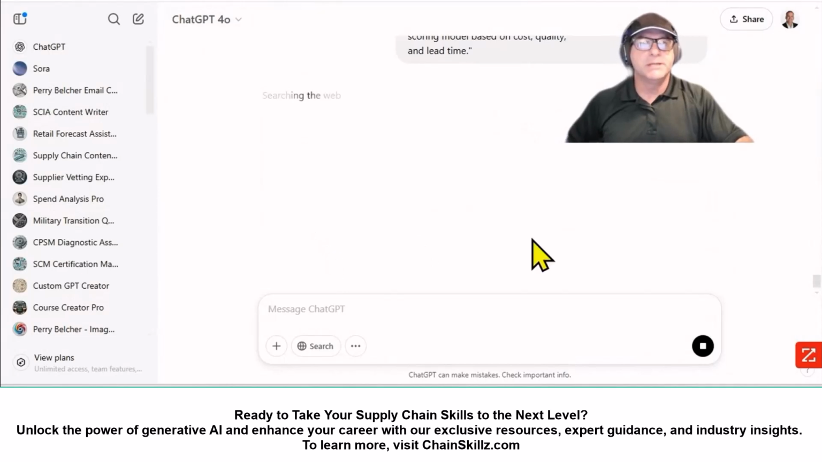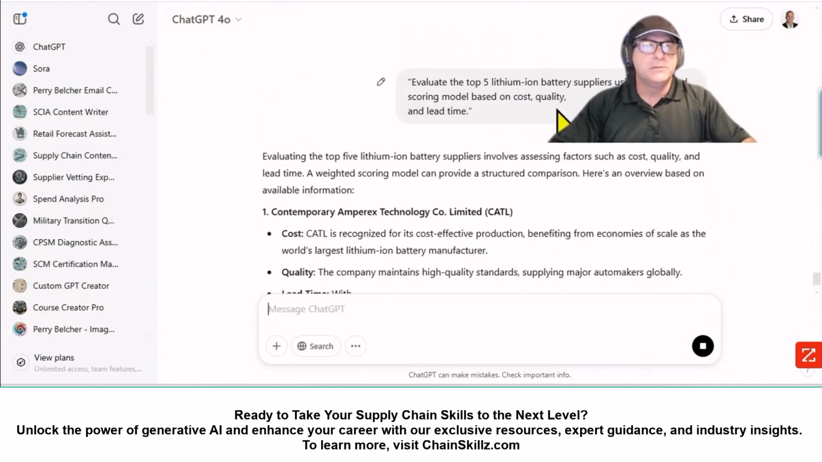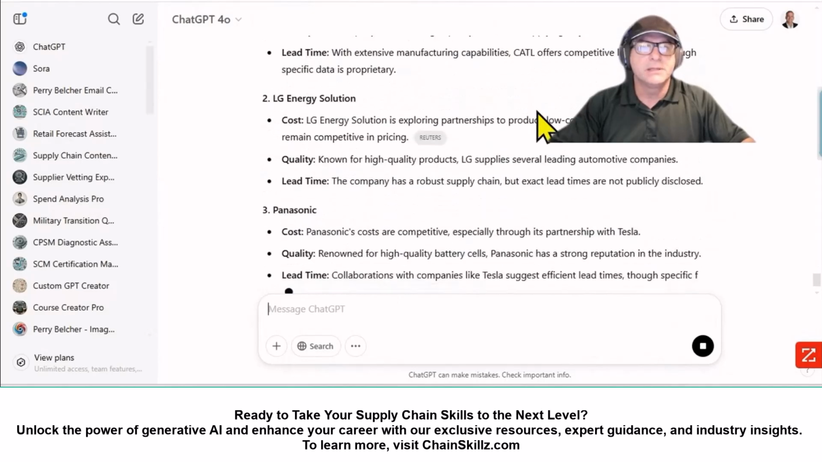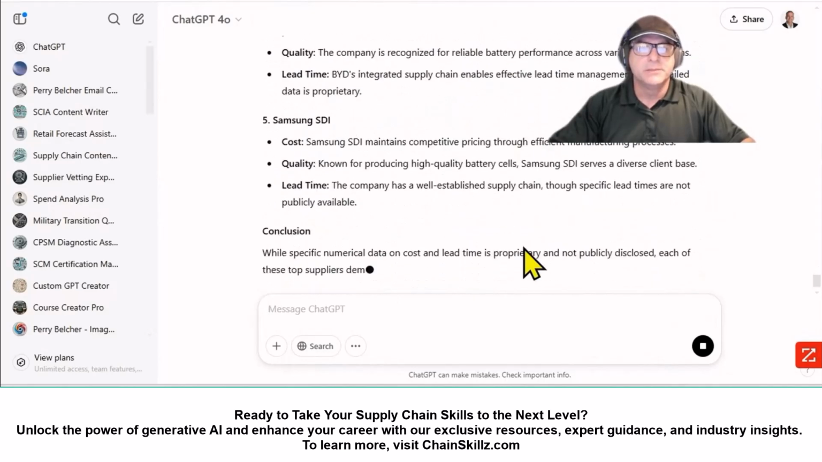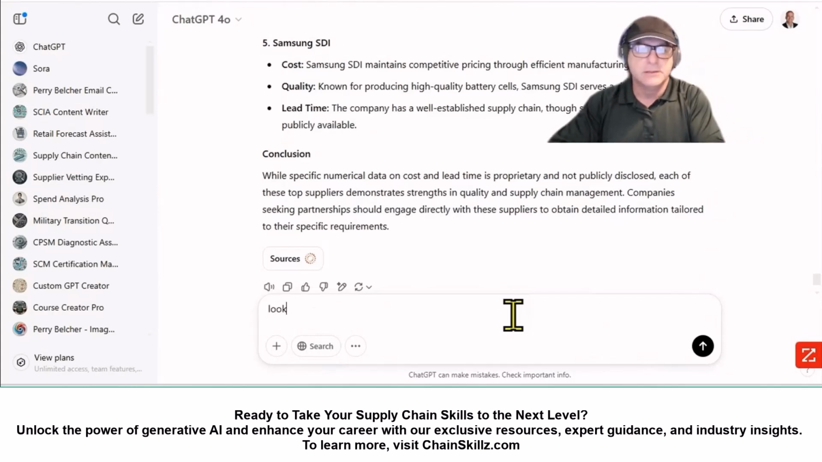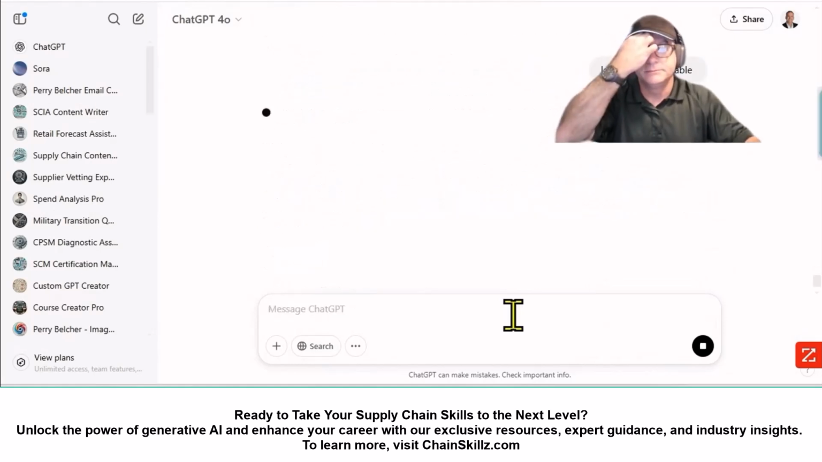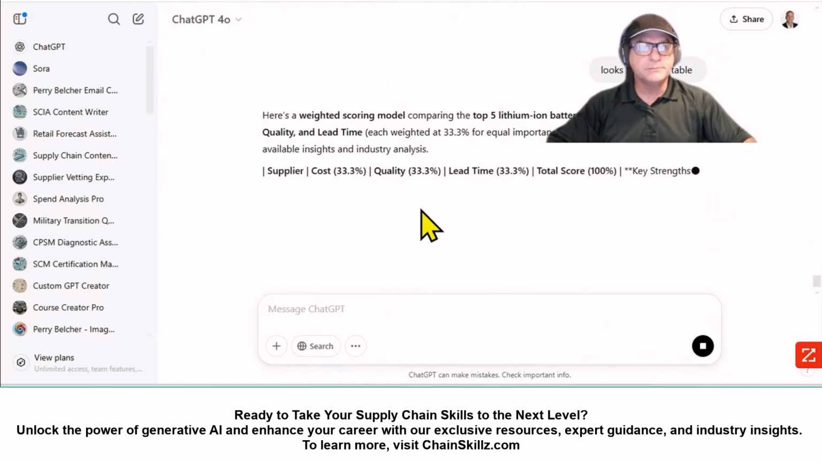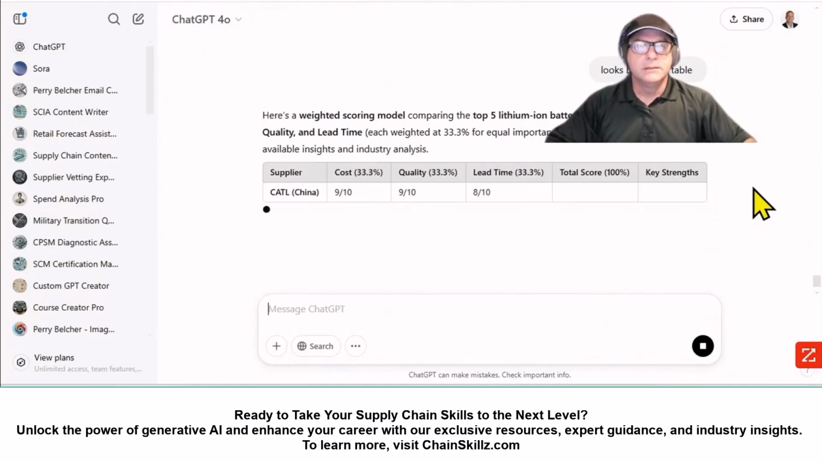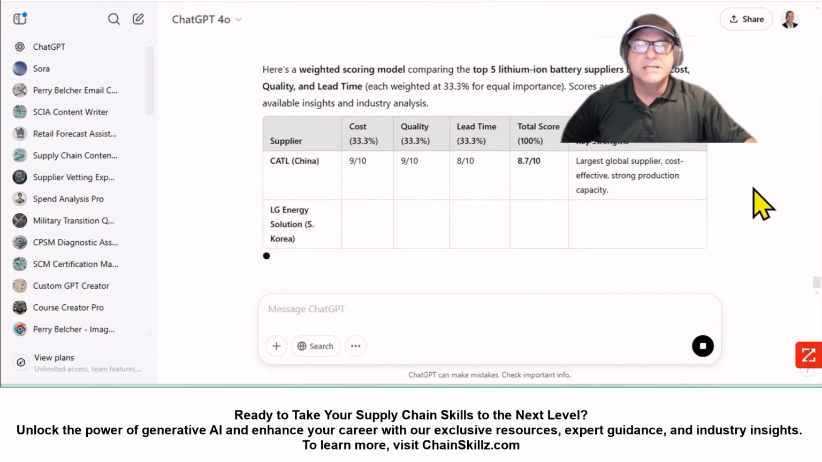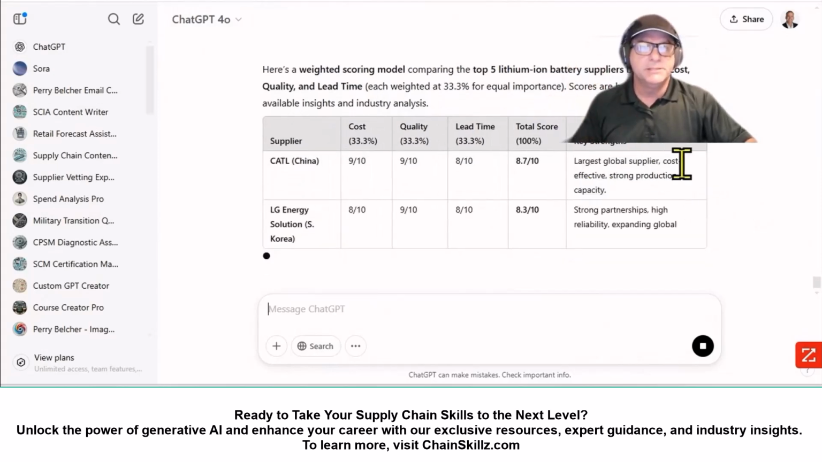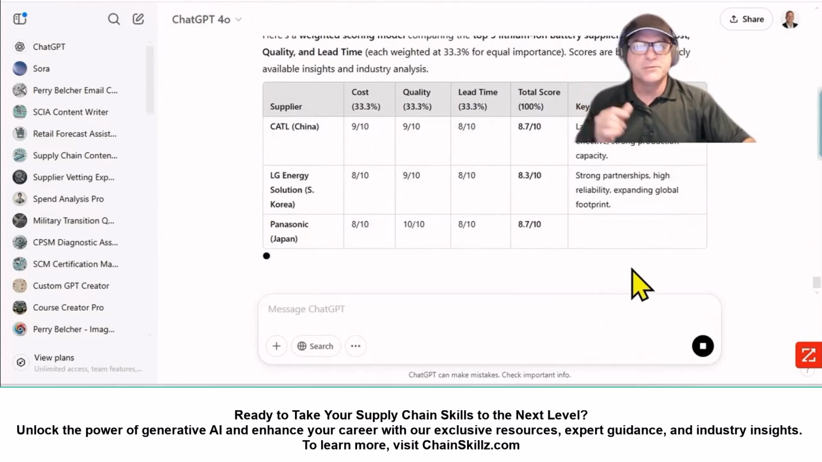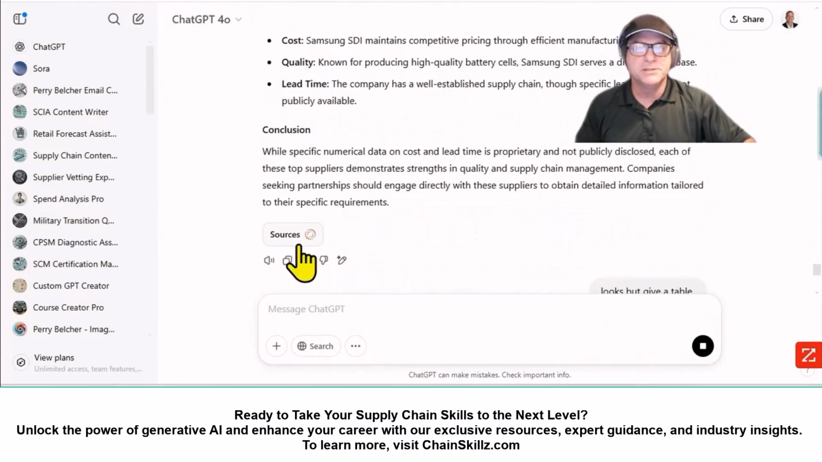Going through, what it's doing is looking at suppliers based on a scoring model, based on cost, quality, and lead time. Yep. Looks good, but give me a table. There we go. That's a little bit better. A little bit easier to see, right? A little bit easier to see. And the question would be like, where's this information coming from? We'd want to ask that question. Right? Here it says sources.